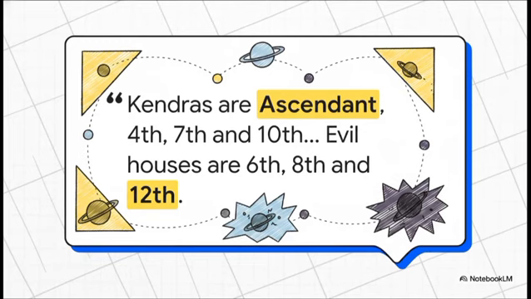This scripture lays it out plainly. Kendras, or angles, ascendant, 4th, 7th, and 10th. Evil houses, or trika houses, are the 6th, 8th, and the 12th. This is absolutely crucial, because determining a planet's strength and its effect on a person's life requires knowing exactly which of these geometric alignments it's occupying. A planet in a kendra behaves mathematically very differently than that exact same planet stuck in a trika house.